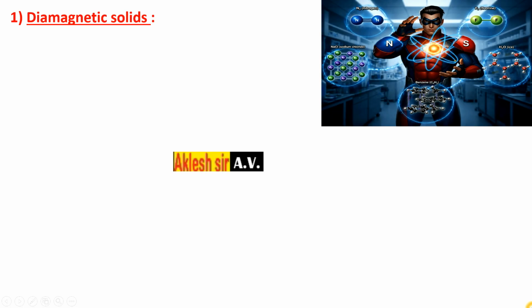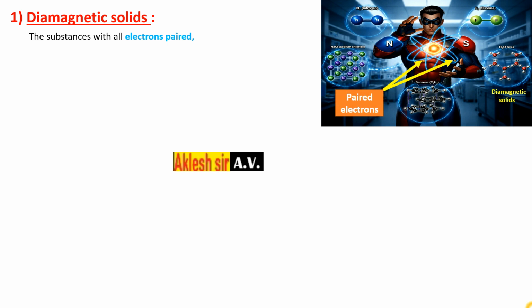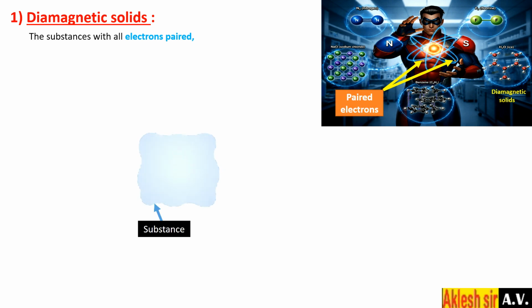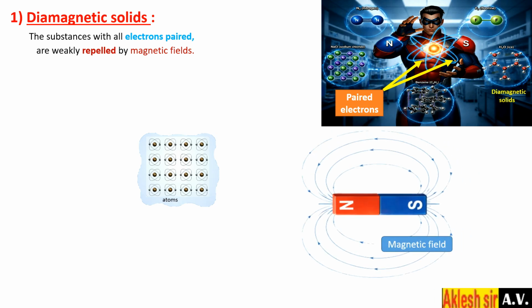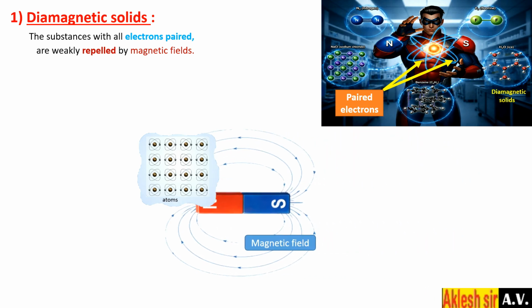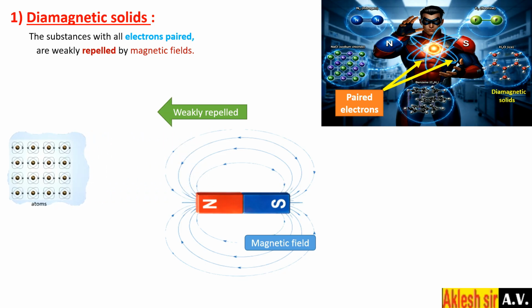1. Diamagnetic solids. These are substances with all electrons paired. In a diamagnetic solid, all atoms present inside contain paired electrons and are weakly repelled by magnetic fields. Suppose a magnet is brought near a diamagnetic substance. The diamagnetic substance gets weakly repelled by the magnetic field. These substances are said to be diamagnetic.